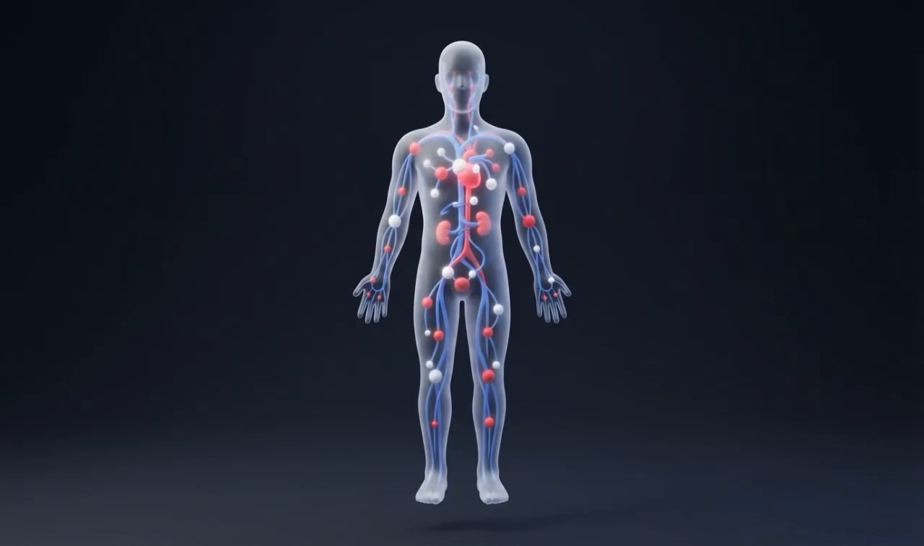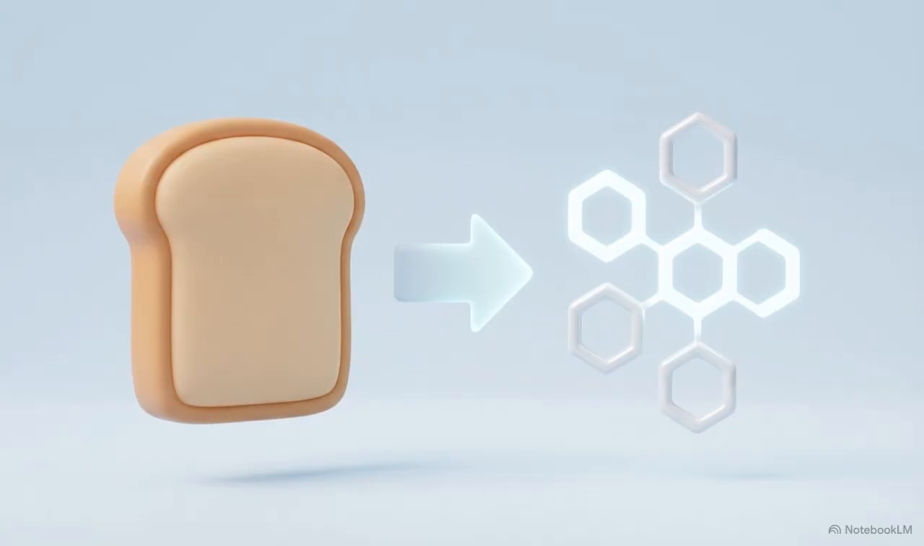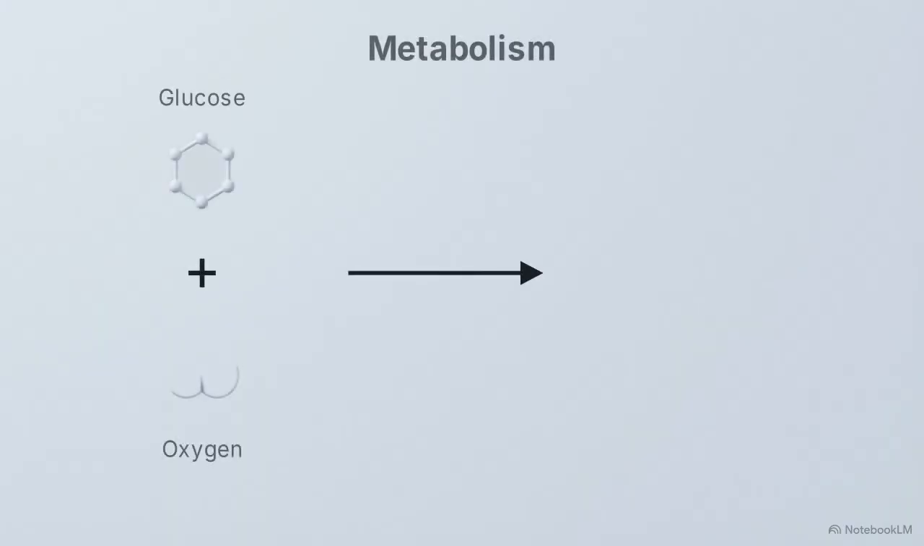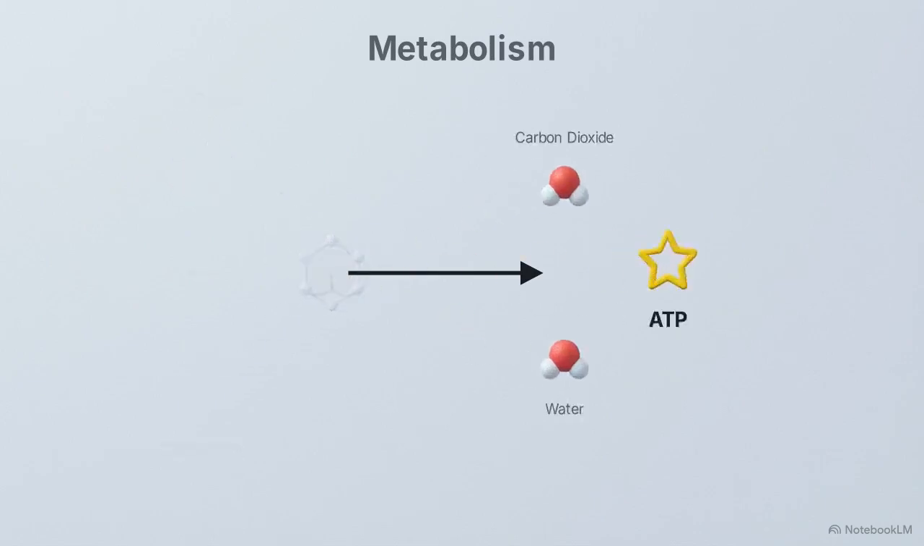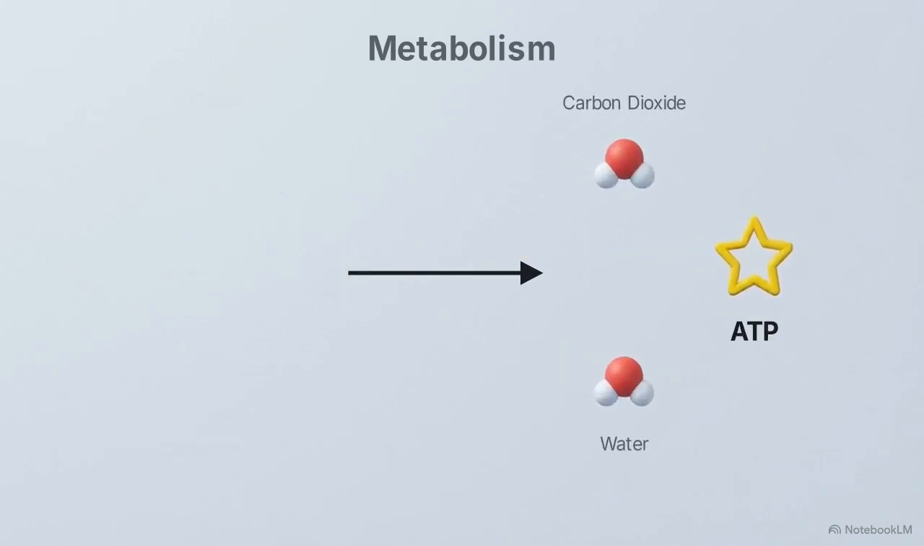These rules govern human survival. Take human metabolism, for example. When you eat bread, your body initiates a chemical change, breaking carbohydrates down into glucose. That glucose reacts with oxygen to produce carbon dioxide, water, and ATP. ATP is the molecule that carries energy to every cell in your body.